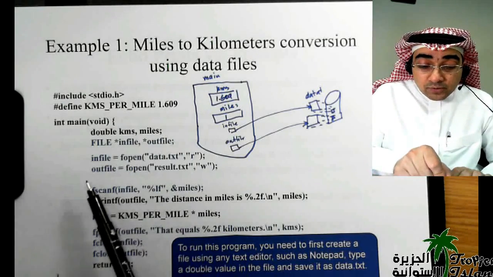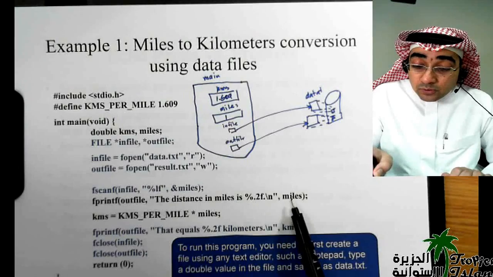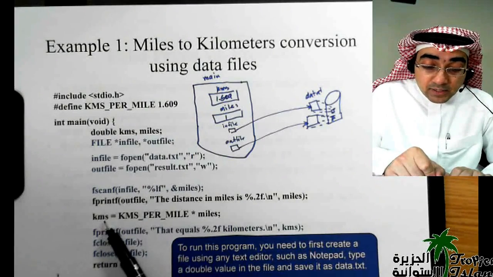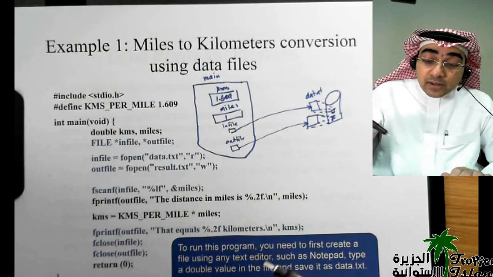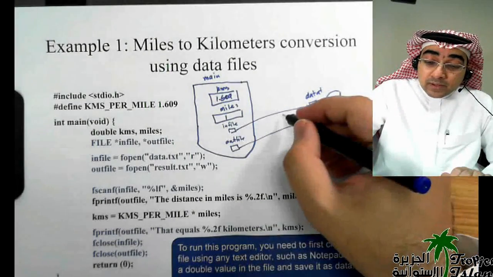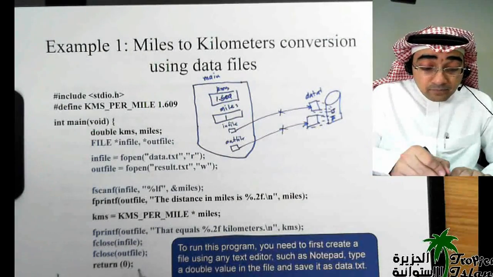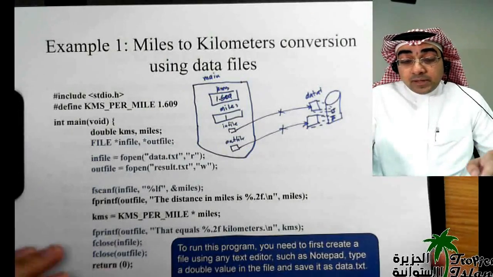Okay, so I took the input from a file, I echoed it to an output file, I calculated my result, and then I put the result into the output file. Then I close my files, and then return 0 to end my program.